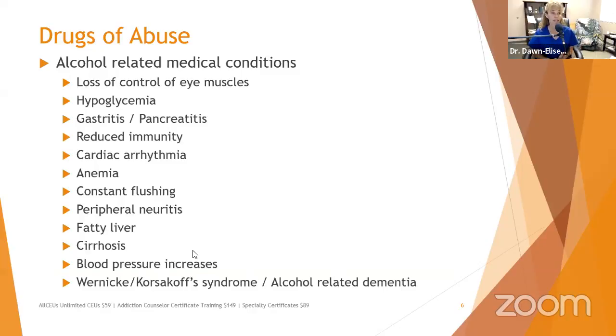People may have anemia because alcohol inhibits the absorption of certain vitamins and minerals. They may experience constant flushing, peripheral neuritis, fatty liver, cirrhosis of the liver, increases in blood pressure. Now, I really want to focus on this because people who are detoxing from alcohol, remember I said, I've said it like 5 times now, the body can't keep up. So when somebody starts detoxing, they tend to have a stress reaction. So you have anxiety, you have faster heart rate, you have an increase in blood pressure.